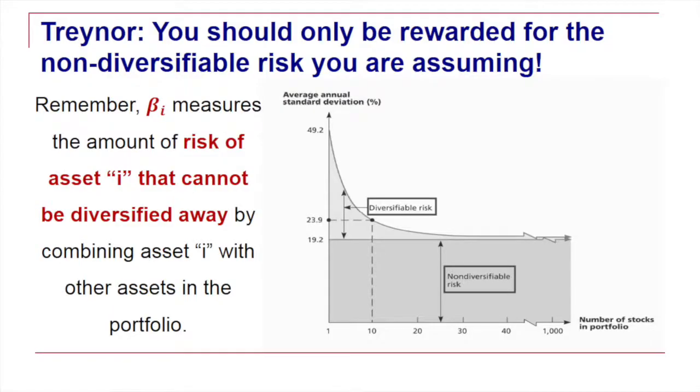Well, the reason is simple. Actually, Mr. Treynor believed that you should only be rewarded for the non-diversifiable risk. Do you remember this chart? We saw it previously. It shows the evolution of the total risk of a portfolio as a function of the number of stocks you include in a portfolio. You see that the more stocks you include in a portfolio, the lower the total risk. Why? Because basically the more stocks you add, the more diversification you bring in your portfolio.